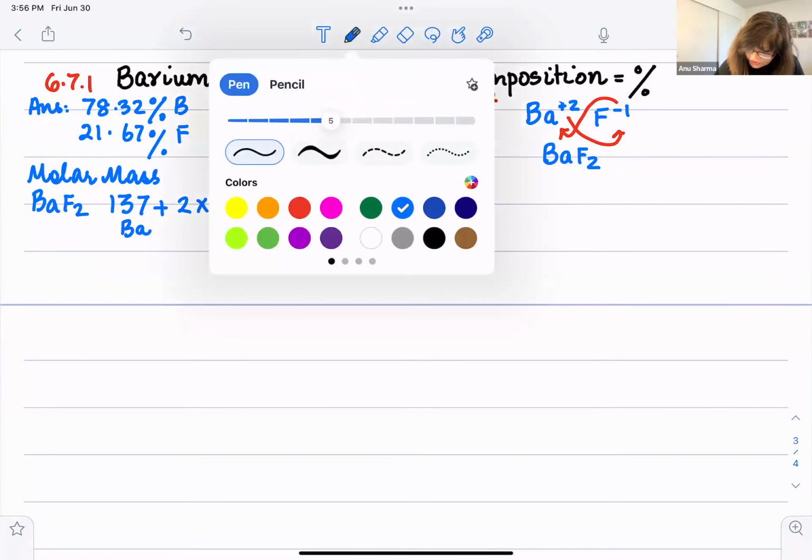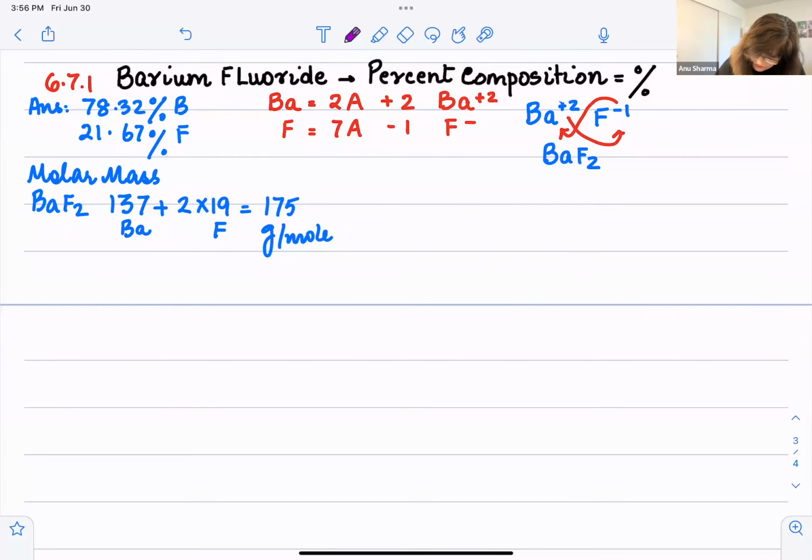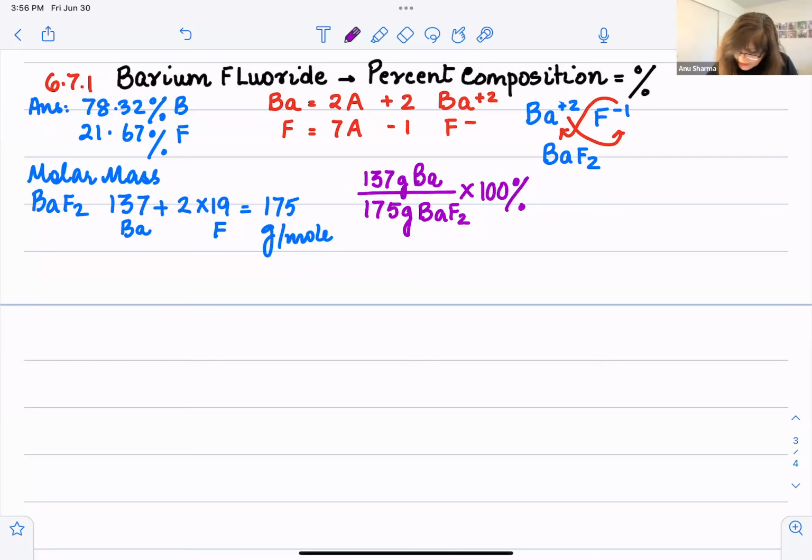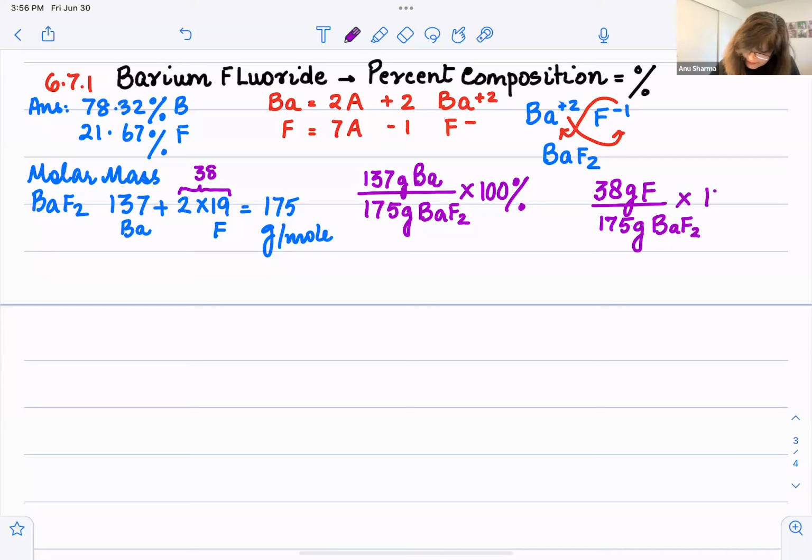The rest of it is you're just going to put 137 grams of barium present in 175 grams of barium fluoride, BaF2, times 100%. And then the other one: since there are 2 fluorines, it is 38 grams of fluorine over 175 grams of BaF2, times 100%.